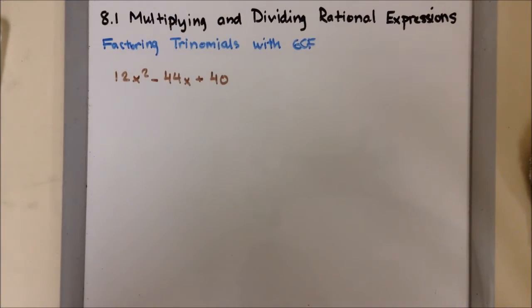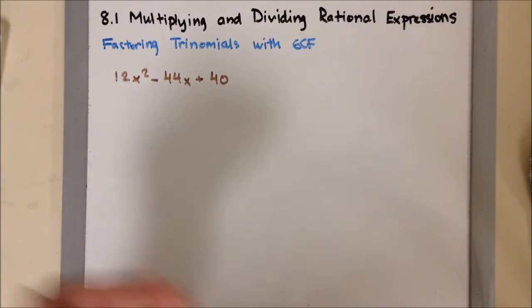Today we're going to cover factoring trinomials with GCF. So basically we are covering the techniques that we used in the previous parts with factoring trinomials and factoring with GCF. So when you see a trinomial just like this, 12x squared minus 44x plus 40, to make your work easier, it's always best to check if you have a common factor with all terms.